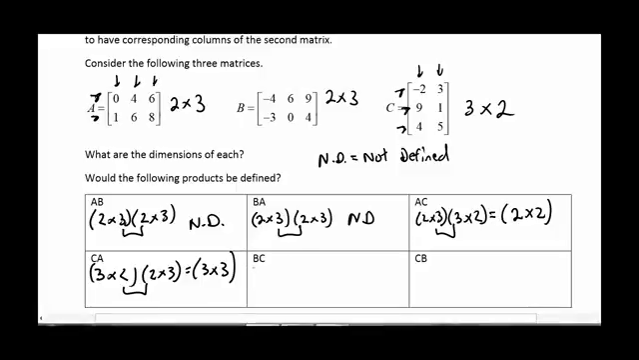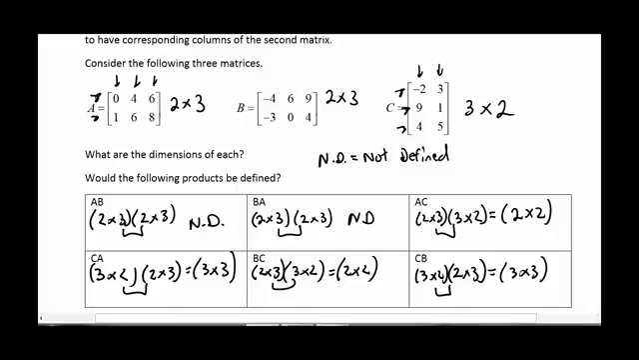So BC, B is a 2 by 3. C is a 3 by 2. Okay, now, again, the inner numbers match. So we get a 2 by 2 as a result. And then CB, so C is a 3 by 2, and B is a 2 by 3. Inner numbers match here, and so we end up with a 3 by 3 matrix.